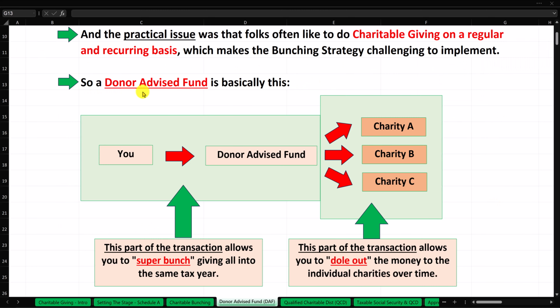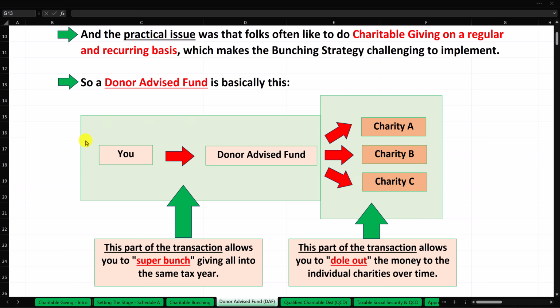So a donor advised fund is basically this. Here, you make a contribution over here to a donor advised fund. And then from the donor advised fund, you can basically distribute according to some sort of giving plan, or basically dole out, as I call it, the money that you have contributed first to the donor advised fund. You dole that out to the ultimate recipient charities based on whatever giving schedule you decide.